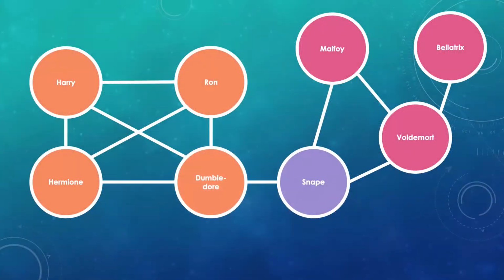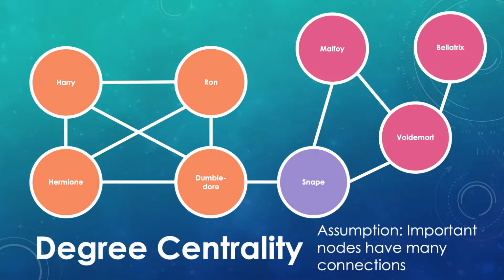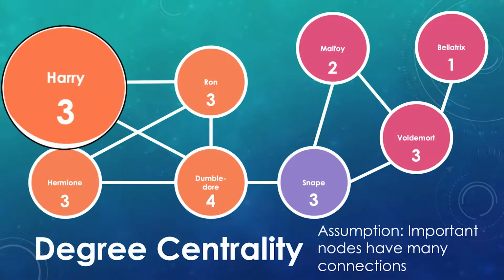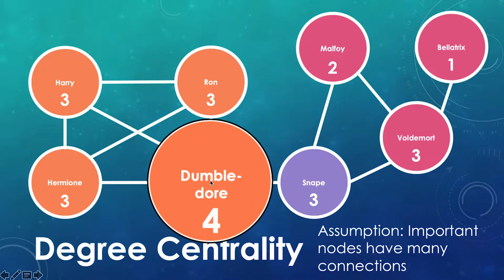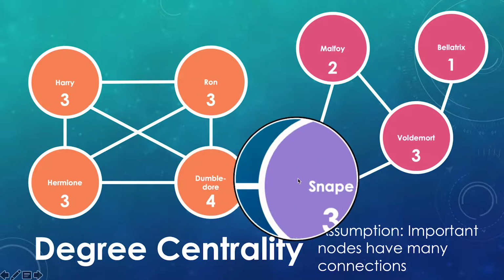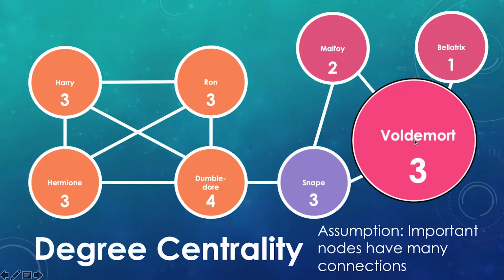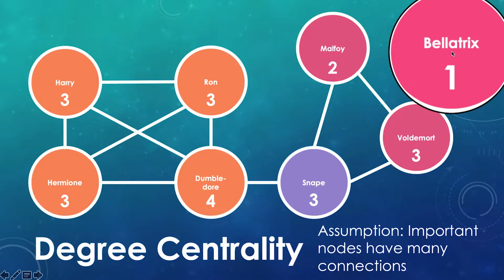Let's approach this in a more methodical fashion. One of the key concepts in social network analysis is the concept of degree centrality. It assumes that important nodes have many important connections. In this slide, you can see Harry Potter has 3 connections, Hermione has 3 connections, Ron has 3 connections, Dumbledore, he has 4 connections. Snape has 3, Voldemort has 3, Bellatrix has 1, Malfoy has 2.